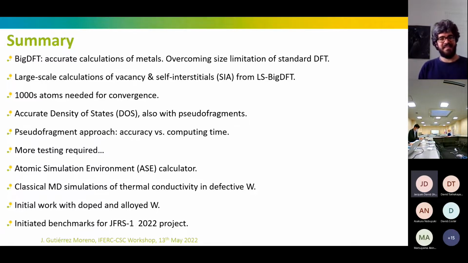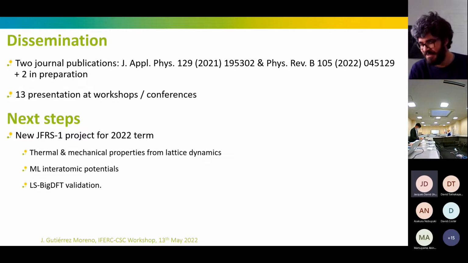We have also started classical simulations on thermal conductivity in defective tungsten, which we are running in parallel, and that will be one of the main focuses in the next project we are going to run also in JFRS 1. We have also started some work on doped and alloyed tungsten. And of course, we have initiated benchmarks for the next project that we are already implementing at JFRS 1. We are trying to simulate similar models, but implementing new techniques.